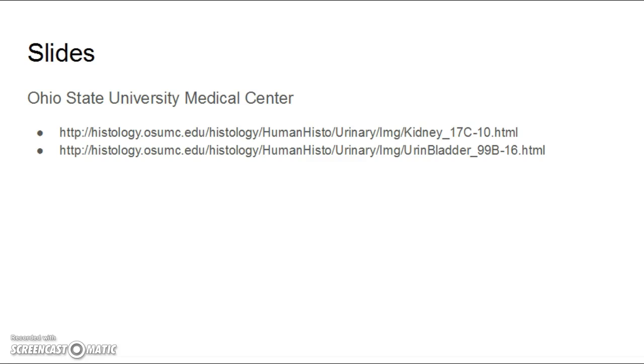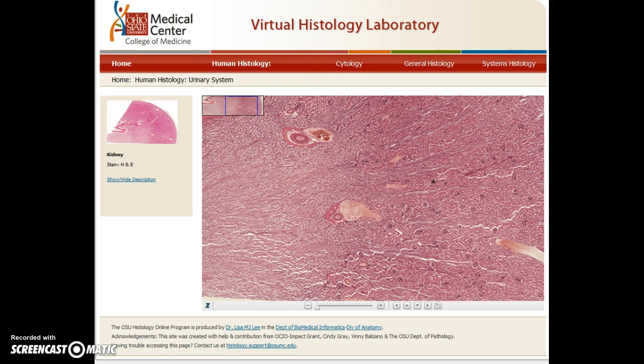The slides I'm going to be looking at come from the Ohio State University Medical Center, one of the kidney and one of the bladder. This is a slide of the kidney, and I can see the 2 distinct regions. Over on this side is the cortex, and this side is the medulla.